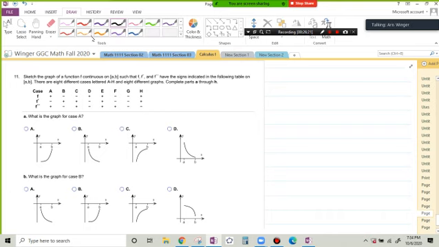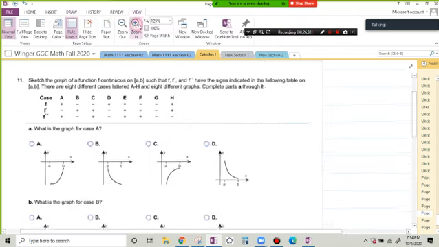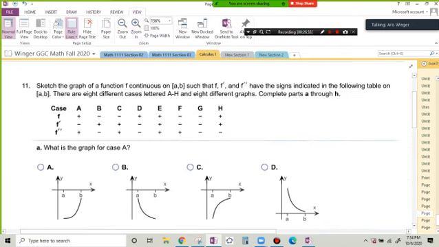All right, 11. Sketch the graph of a function f continuous on [a, b] such that f prime and f double prime have the signs indicated in the following table. There are 8 different cases lettered A through H and 8 different graphs. Complete parts A through H.